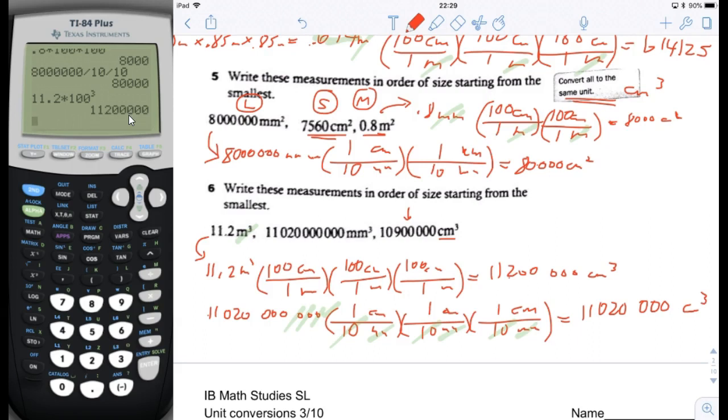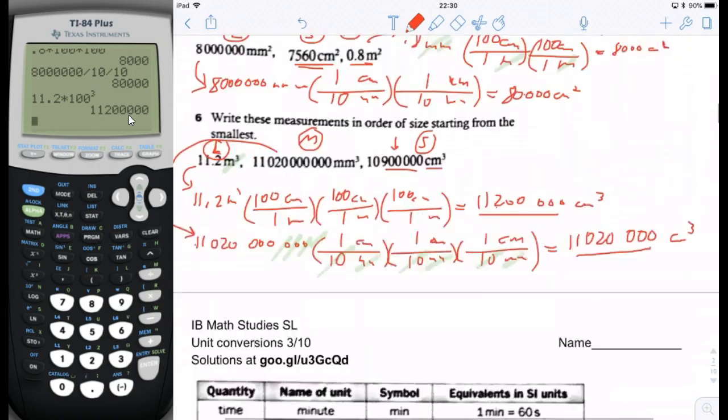Okay, so let's see which one's the biggest and which one's the smallest. So this is 11,200,000. This is 11,020,000. So 11,020,000 is a little bit smaller, but look, 10,900,000, this is this one, by the way, is the smallest. So this is the smallest. This is the next smallest, the medium. And this is the largest, 11,200,000. Okay? All right. That's it for number two, or page two.